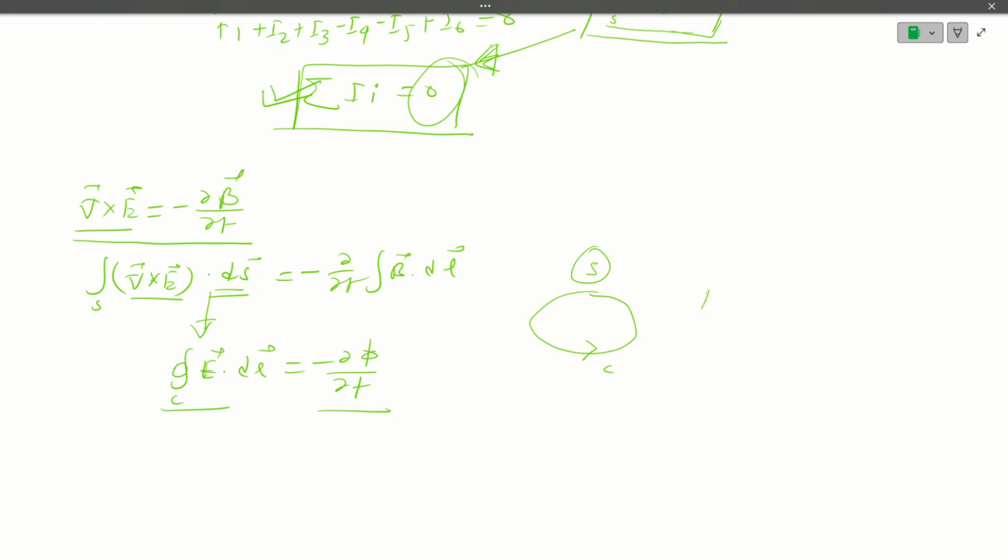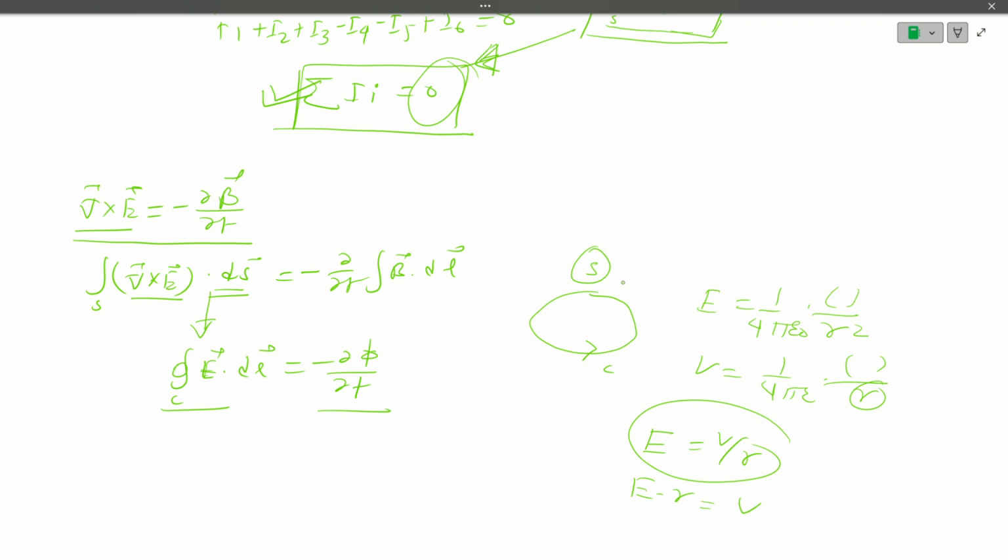Now E is basically 1 by 4 pi epsilon naught times charge divided by r squared, and V is basically 1 by 4 pi epsilon naught times charge divided by r. So basically E is nothing but V by r. So here E dot r will be V, so E dot dl is nothing but the voltage. So it is basically voltage, and this is minus d phi by dt. If we discretize this form, then we get summation over the surface of V equals minus del phi by del t.